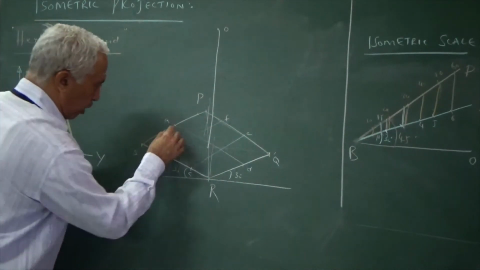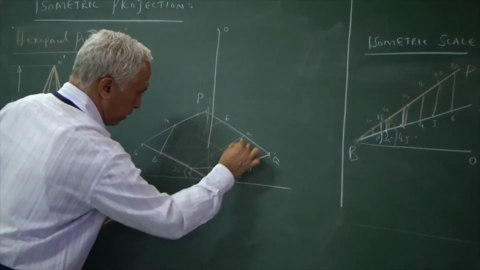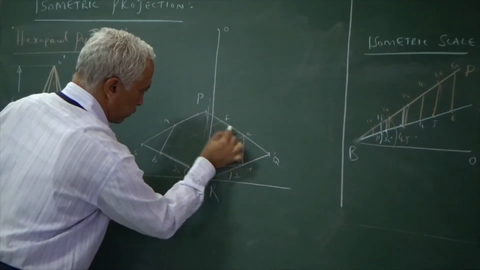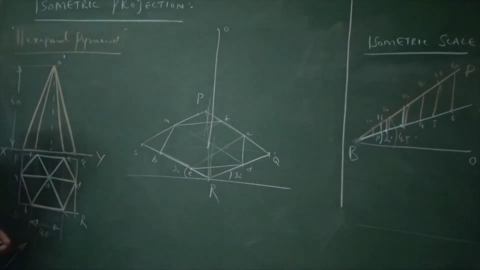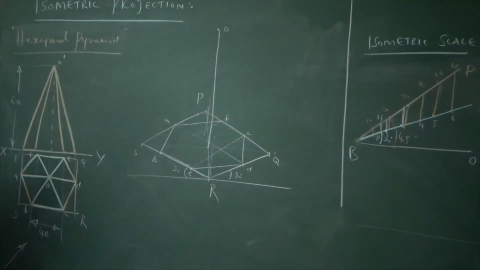Very lightly join the hexagon: A to B, B to C, C to D, D to E, E to F, back to A. And join those triangular faces with the apex. As the observer, you see, only draw those faces which are visible.